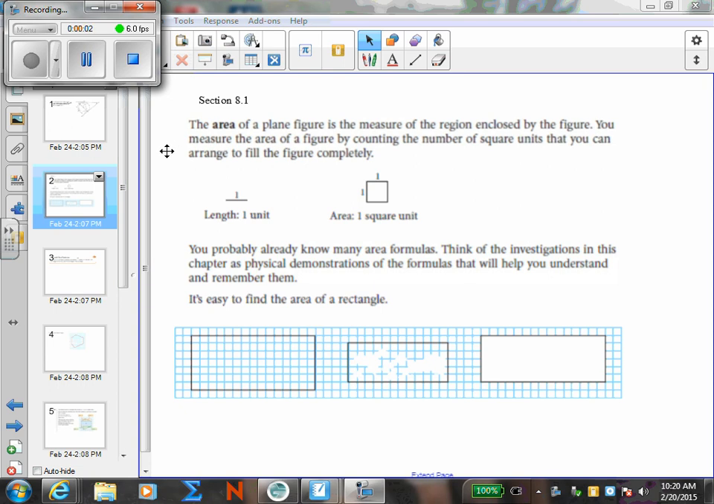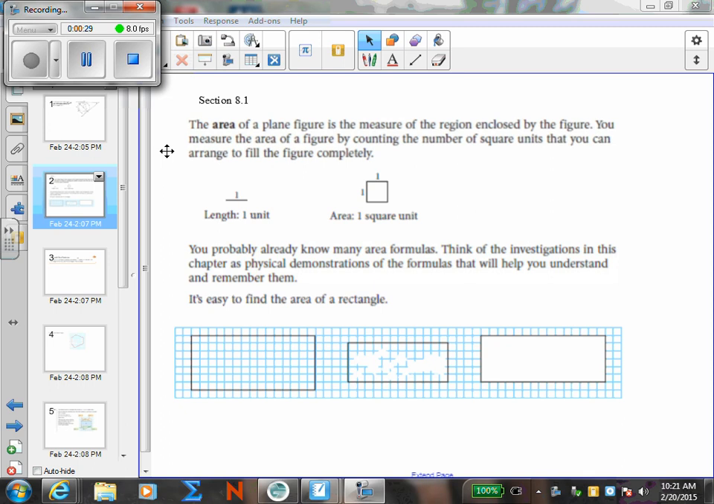Hi class, this is chapter 8. We are going to be studying the areas of the figures that we've already learned about so far this year. And we're going to start with section 8.1. So you want to go ahead and start a new tab in your electronic notebook. The title of chapter 8 is Area of Plane Figures.